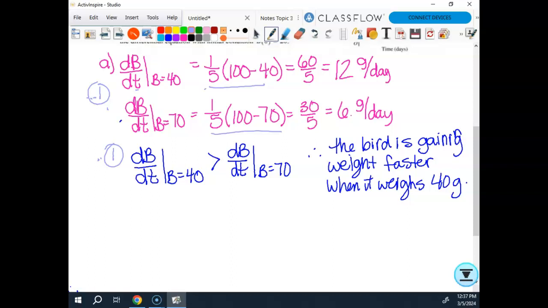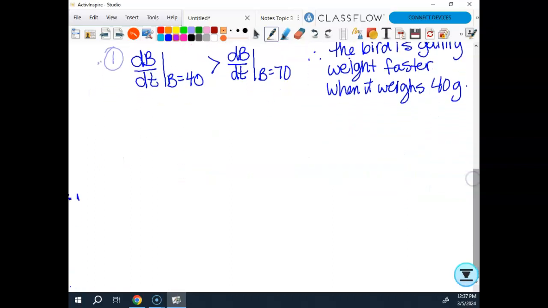Let's see if we can get through the B part. So the B part says, find, what the heck does that mean? Do you know what that means? The second derivative, right? So I'm going to rewrite the first derivative right here just so I can see it since I've scrolled and I can't see what I have up there.